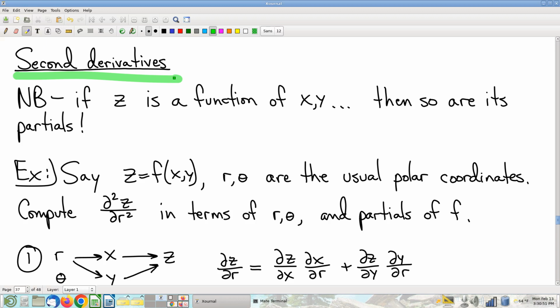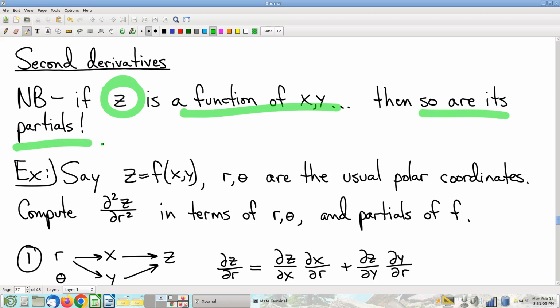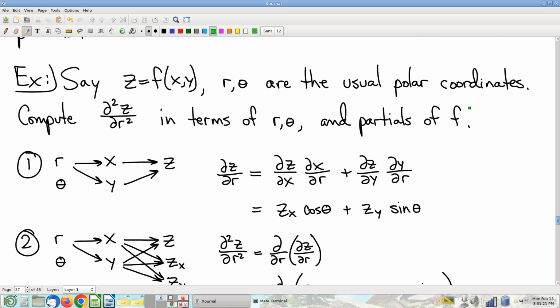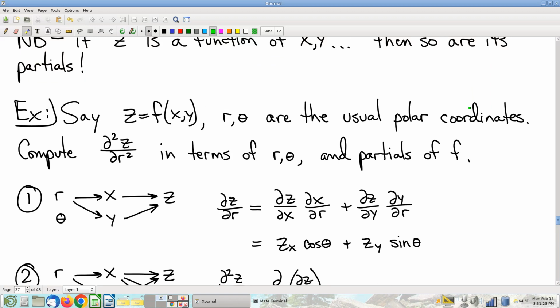Okay, so what's going to turn out to be the point to it all is this observation right here, that if you have a variable that's a function of x and y, then so are its partials. They're also functions of x and y. So this is an observation we made a while ago. If you have a function of x and y and take a partial of it, still functions of x and y, right? So that, again, is going to eventually be the point here. So let me show you how this works out just by diving into a classic standard example.